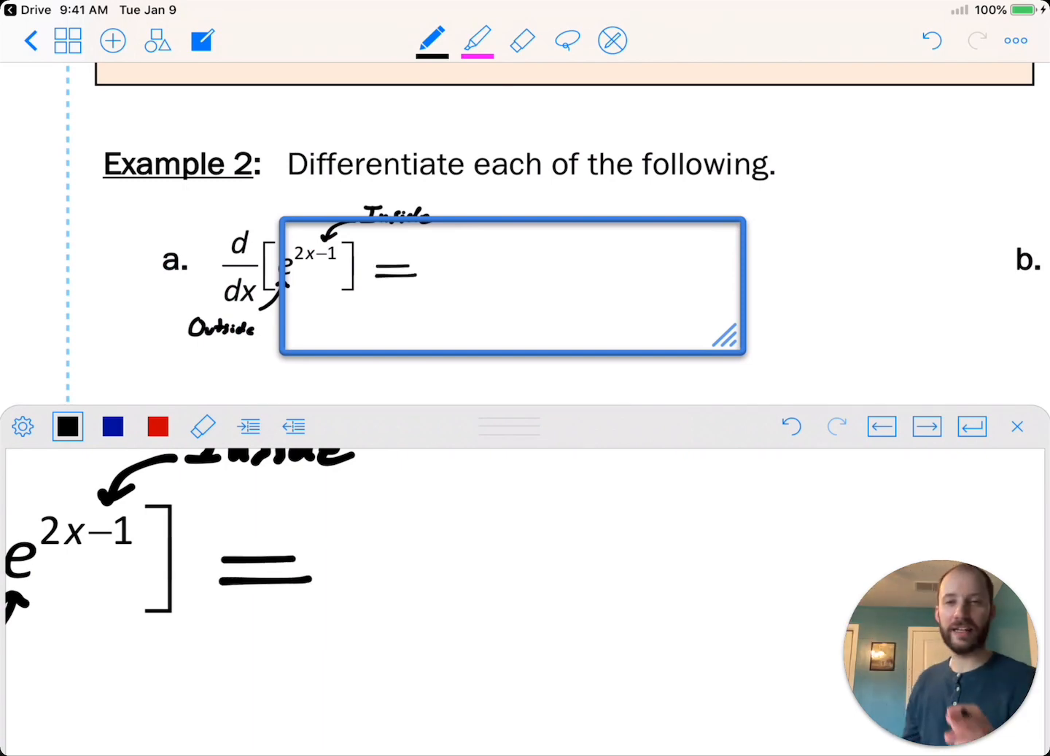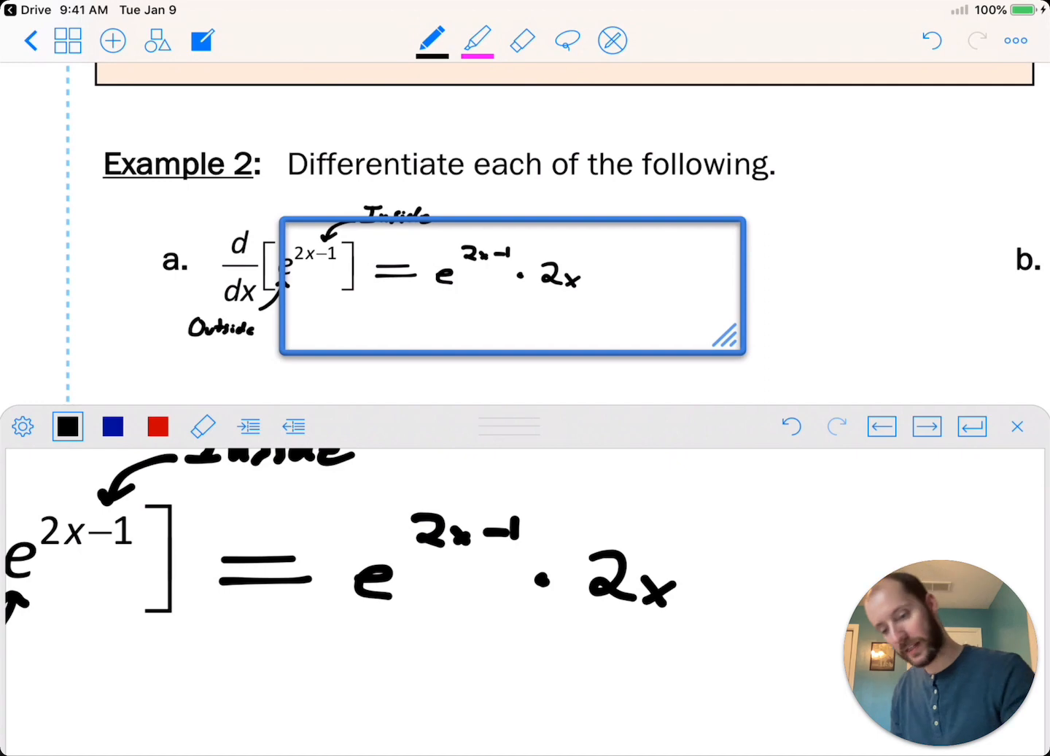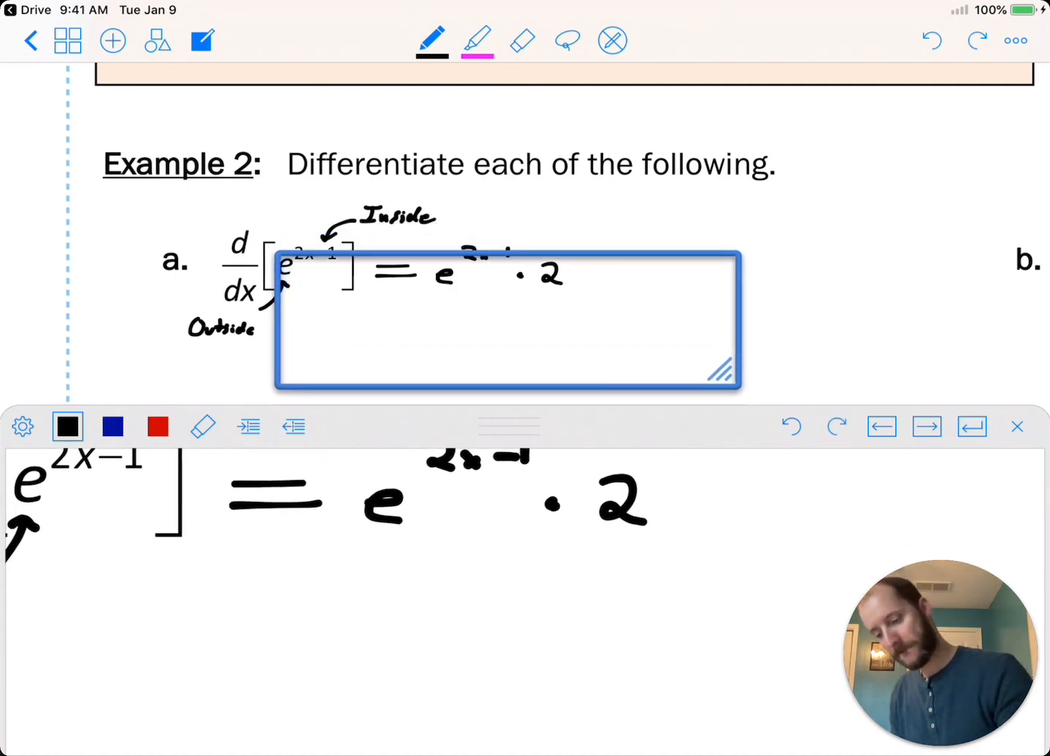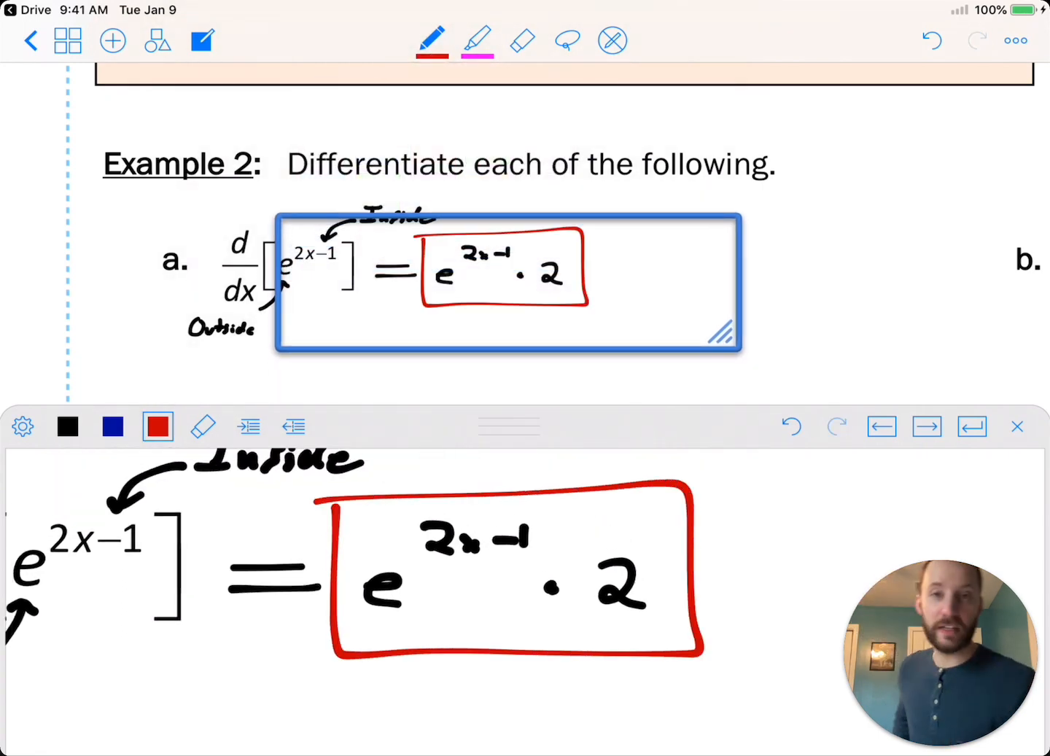So this is great. Derivative of the outside, derivative of e. Well, derivative of e is e. So, derivative of e, leave the inside alone, times the derivative of the inside. Just 2. And there you go. Pretty simple stuff, okay? Got the alarm going off. You're done now, okay.